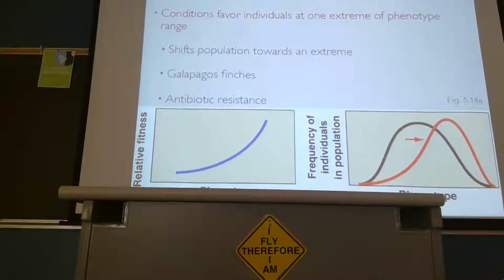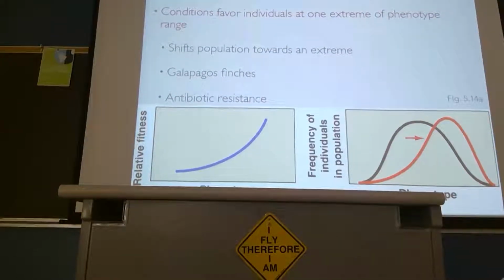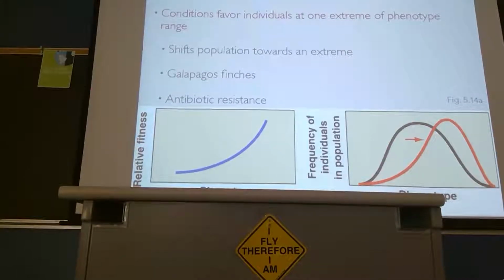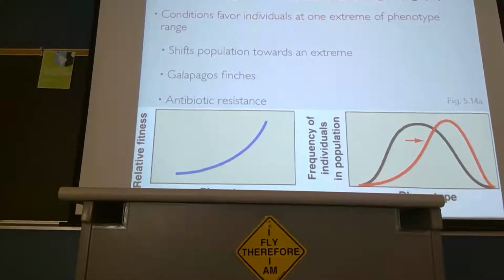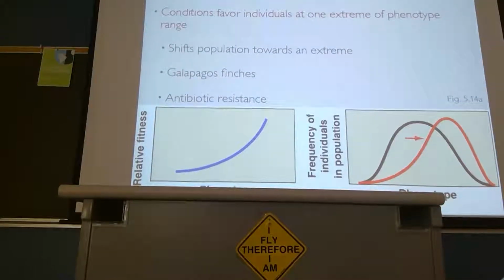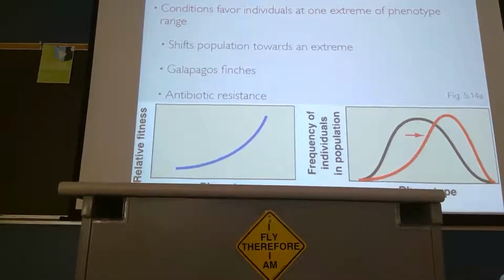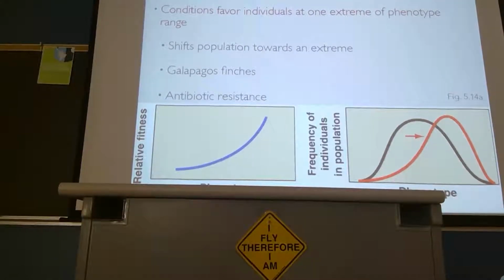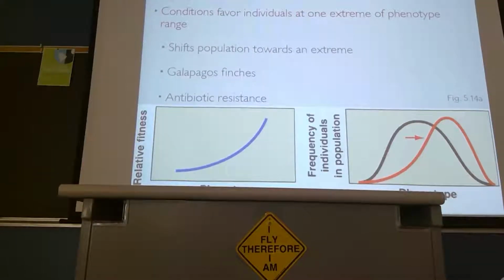It happens when we have antibiotic resistance too, and that is if you have the gene for antibiotic resistance, you increase in abundance in the population. If you don't have it, you're gone. We shift the genetics of the whole population towards one end of the possibilities. That's directional selection.